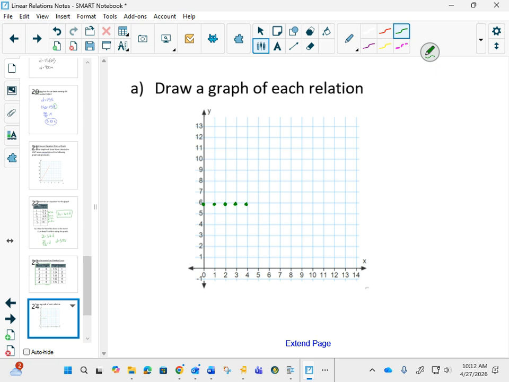Yeah. What's special about this straight line? It's horizontal. 6, 6, 6 is like a flat line. If the y values don't change, you make a straight line that's horizontal.